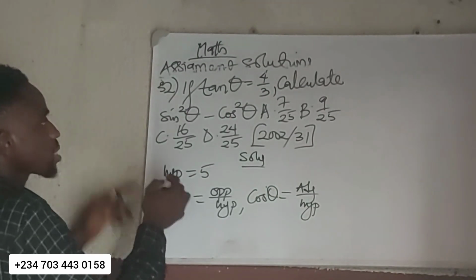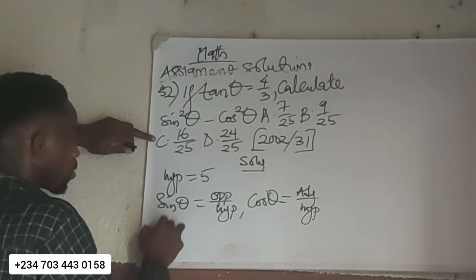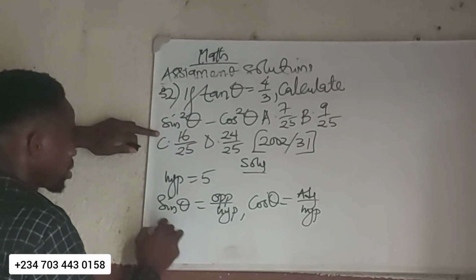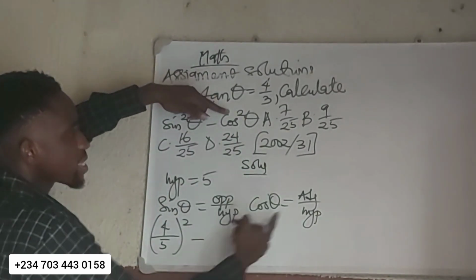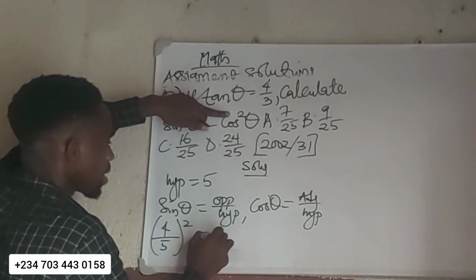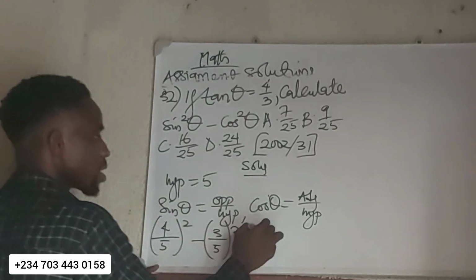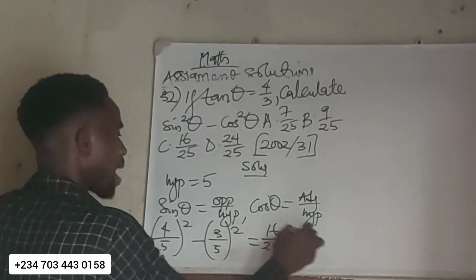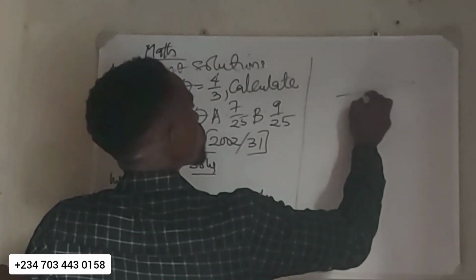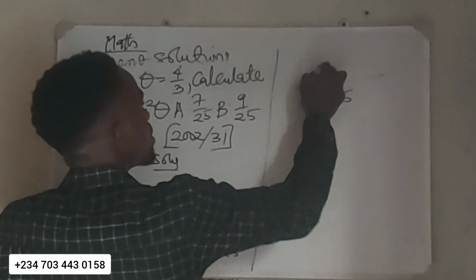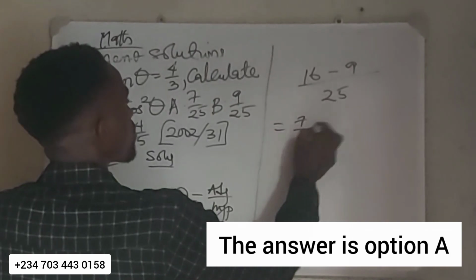Sin square theta minus cos square theta is going to be opposite, which in this case is 4, upon hypotenuse 5, squared for sin squared, right? Minus cos squared. Cos is adjacent, and our adjacent in this case is 3 upon hypotenuse 5, squared. This is going to be 4 squared is 16 upon 25, minus 9 upon 25, right? Then the LCM is still 25 and we have 16 minus 9, which is going to be 7 upon 25.